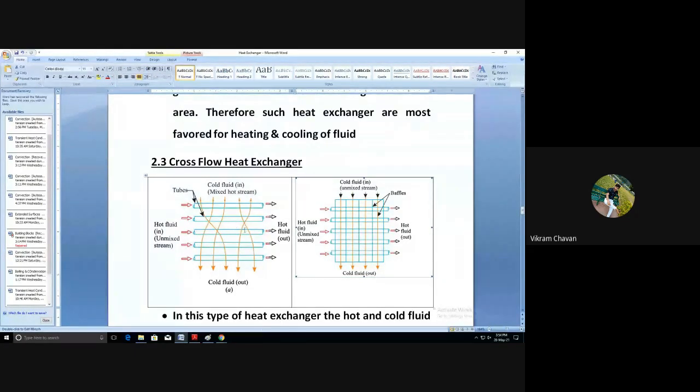So you can draw these two diagrams. Draw these two diagrams. Cross flow type heat exchanger.